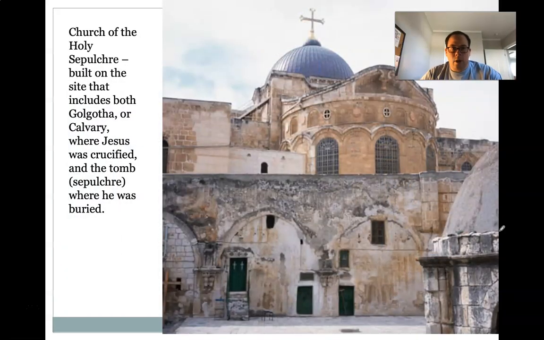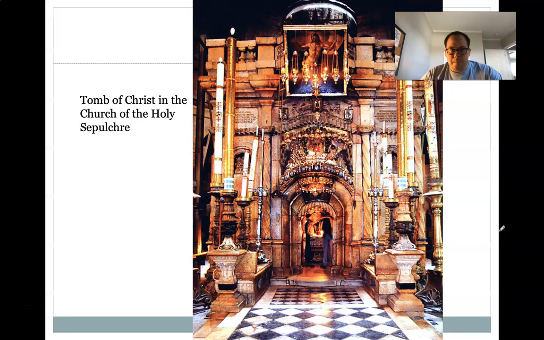Here's the Church of the Holy Sepulchre, built on the site that includes both Golgotha, or Calvary, where Jesus was crucified, and the tomb where he was buried. Here's the tomb of Christ in the church.